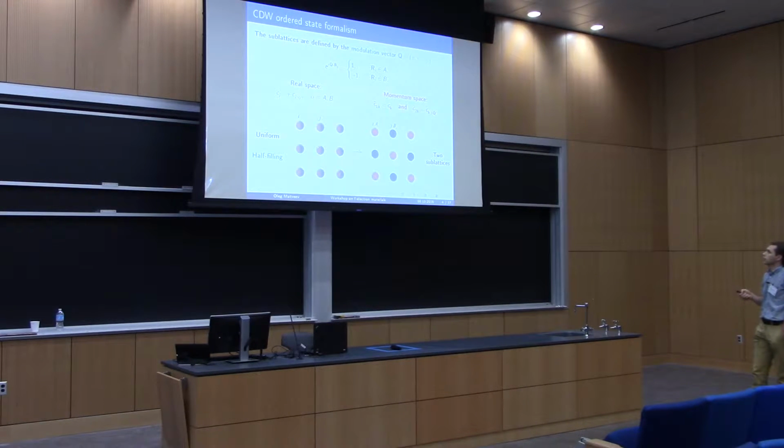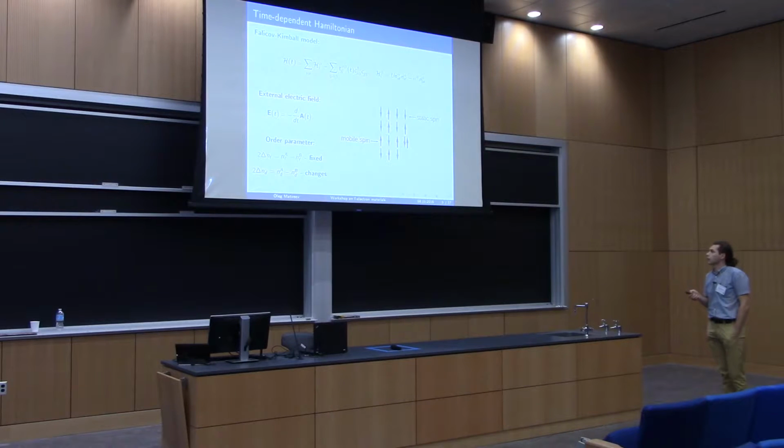The modulation vector defines the sublattices in this way, and this picture schematically shows how we transform our lattice from the uniform phase to the ordered phase. And we work at half filling. Keeping that in mind, we can write down the Hamiltonian of the system, and we work with the Falicov-Kimball model, which is the simplest model that possesses a transition into the charge density wave ordered state. It also describes the metal-to-Mott-insulator transition, and the main feature of this model is that it has an exact solution in dynamical mean field theory.